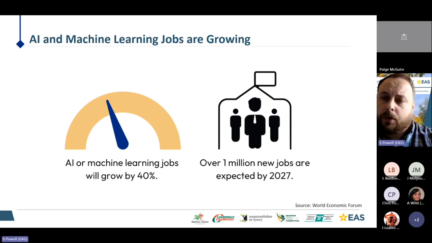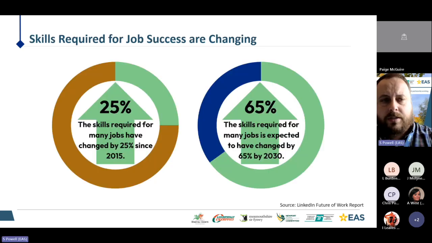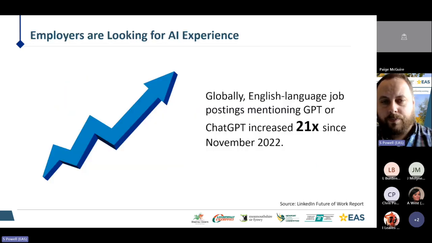Importantly, the World Economic Forum have identified that by 2027 there'll be over 1 million new jobs just using AI and machine learning, and that machine learning jobs will grow by around 40% over the next 3 years. The skills that are required for job success are changing, and I think people have said now that the fear is that AI will take your job. It won't be AI that will take your job. It'll be somebody who knows how to use it effectively as well.